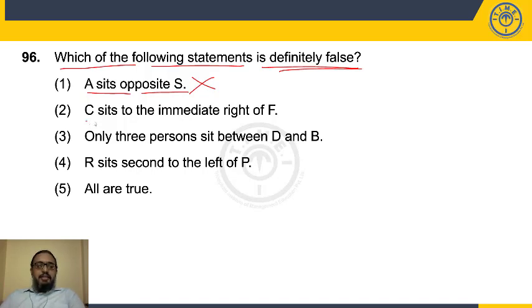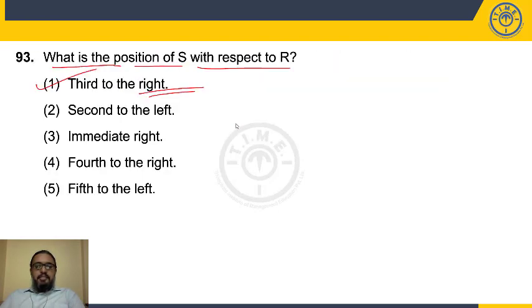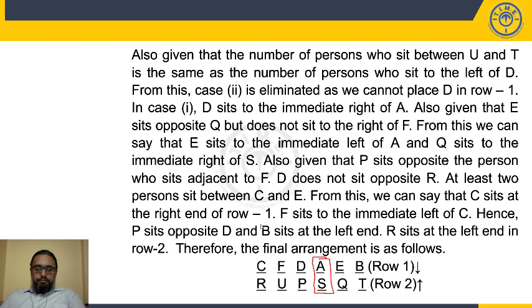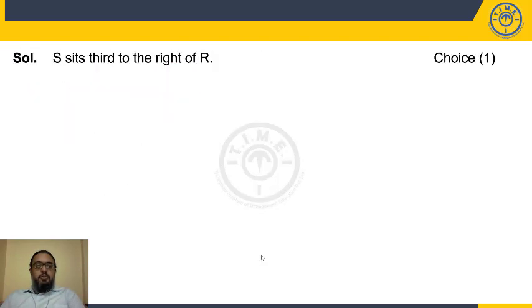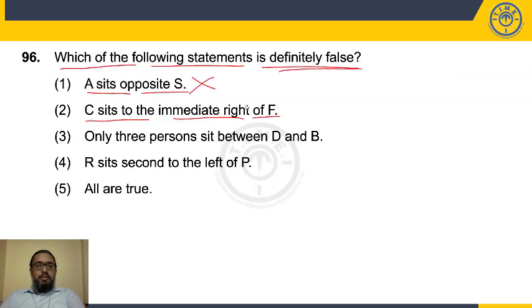Okay. Then C sits to the immediate right of F. Let us check. Now for row 1, which is south facing, your left hand side is the right side. Is C coming to the immediate right of F? Yes, that is also true. Then can I select that option? No, you cannot.